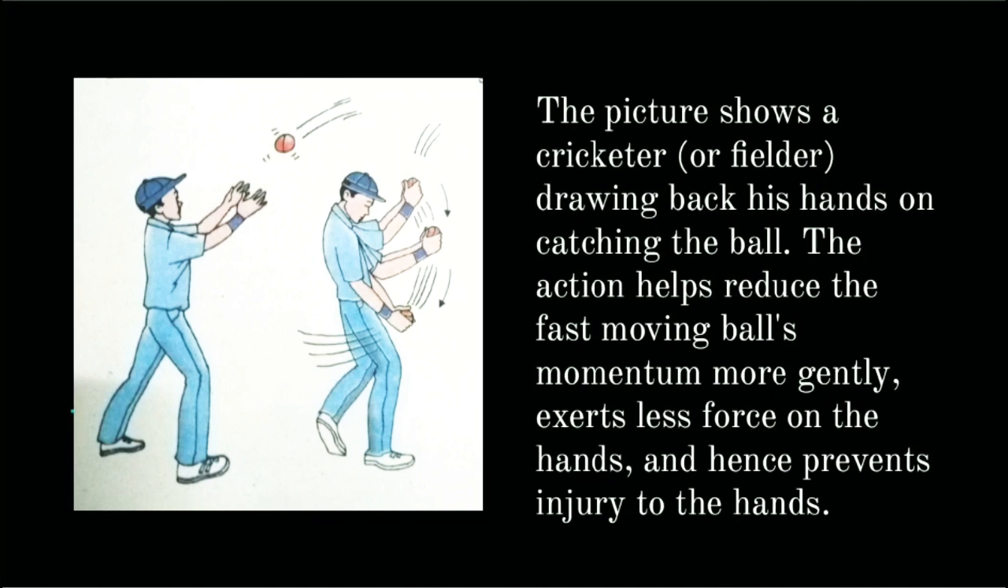Here in the picture, you can see a cricketer pulling his hands downwards after catching a ball. Why does he do this? This action is to reduce the momentum of the fast moving ball and to exert lesser force on the hands so that he doesn't get hurt.